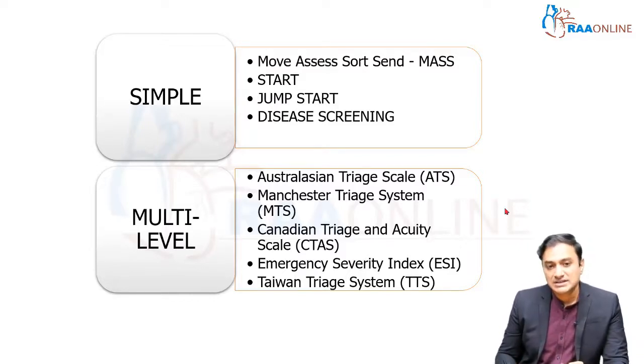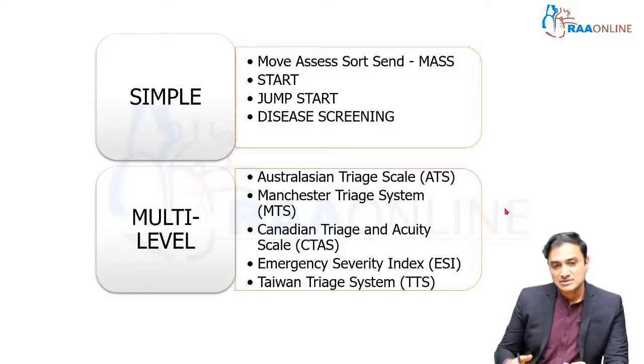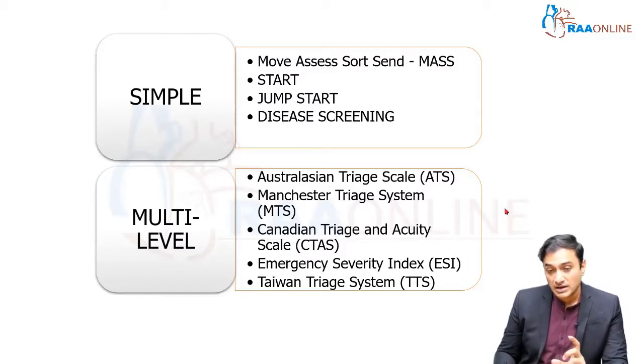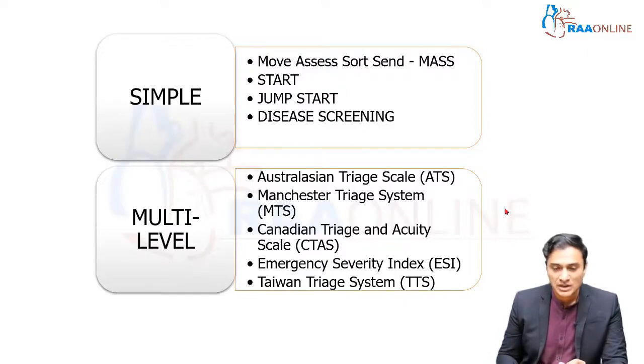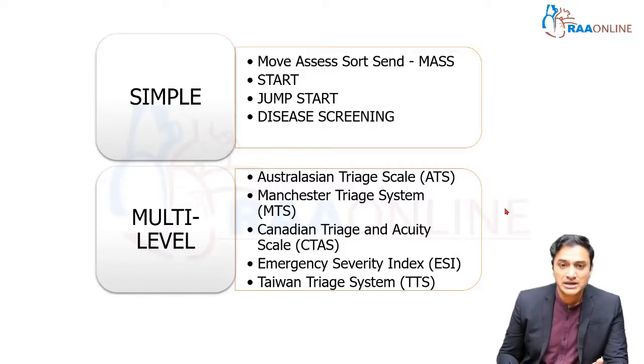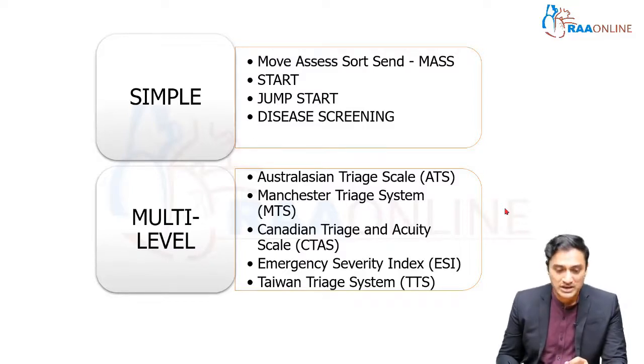Then you have the second classification, that is the multi-level triaging system. These multi-level triaging systems are used mostly in a hospital setup, where according to different guidelines or factors, we can classify patients into one of many levels, starting from very severe to a level where patients can actually wait for some time to get care. Examples of multi-level triaging systems will be the Australasian Triage Scale, which is widely used in Asia as well as Australia. The other examples will be the Manchester Triage System, the Canadian Triage and Acuity Scale, the Emergency Severity Index, and the Taiwan Triage System.